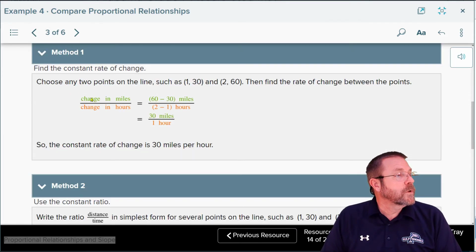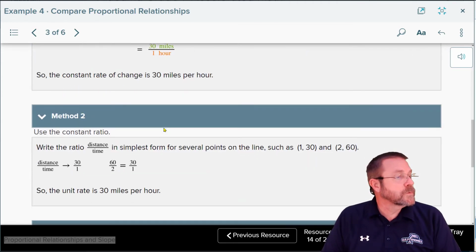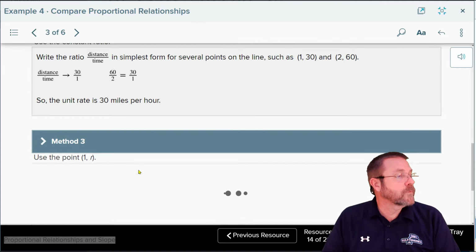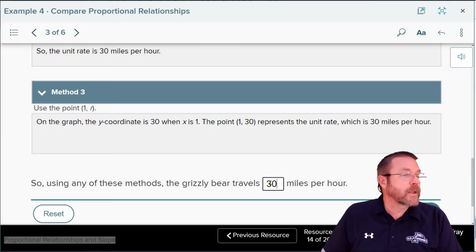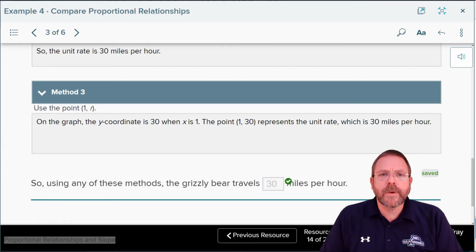So here they used the change in y over change in x approach. On this one, they just simplified the ratio between the two. 30 over 1 simplified to be 30 over 1. 60 over 2 simplified to be 30 over 1. And for method 3, they took it to 0,1, and at 0,1, as I showed you, the r value in this case is going to be 30. So any way you look at it, that grizzly bear travels 30 miles per hour.